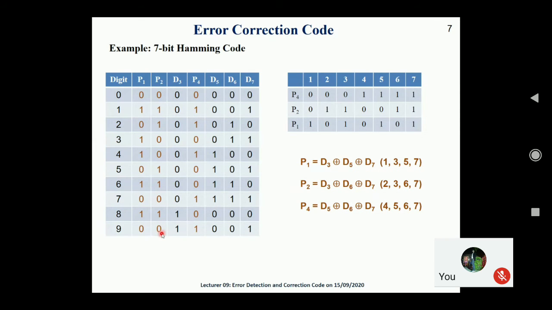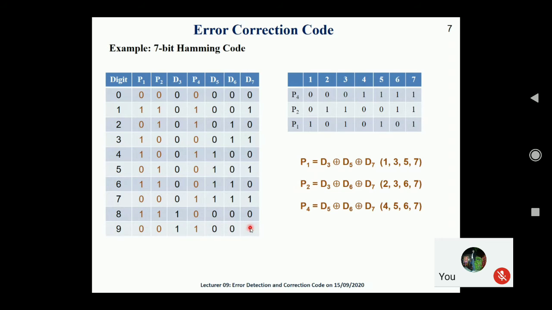Why is P2 0? P2 means D3, D6, D7. What is D3? D3 is 1. D6 is 0. And D7 is 1. How many ones occurred? 2. An even number of ones occurred. So P2 is also 0. But why is P4 1? See here, because D5, D6, D7, already it is 1.